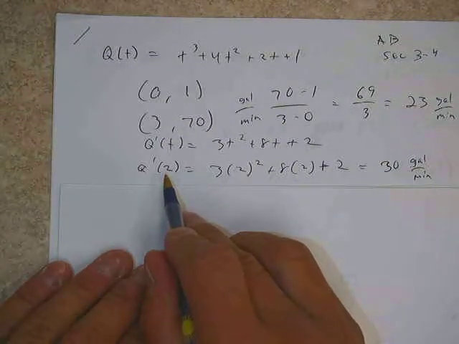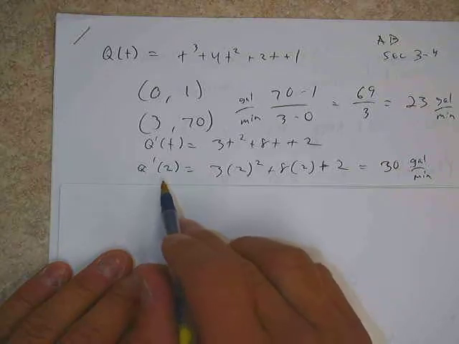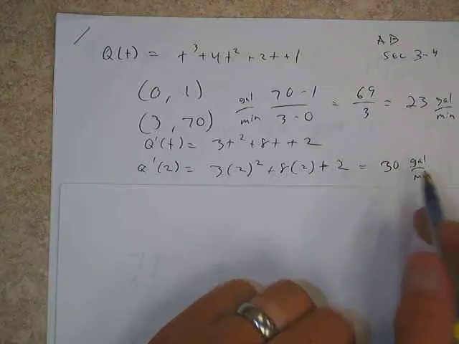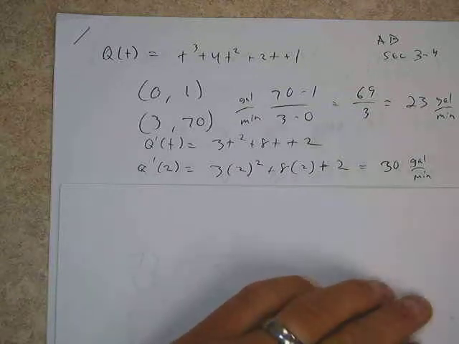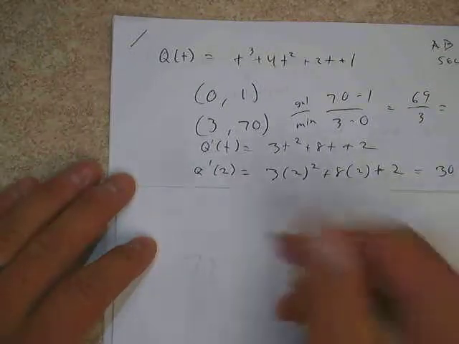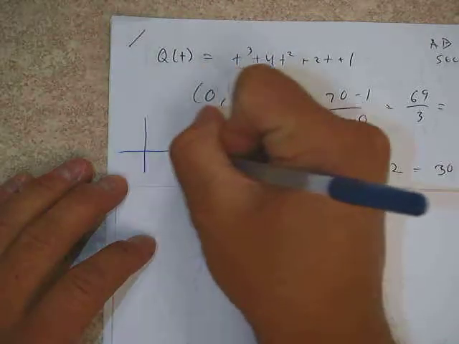And so say for instance we wanted to find the rate of change at time 2. I want to know what's going on at time 2 with this function. How is it changing? If we plug a 2 into our derivative, it turns out to be 30. Again, it's still gallons per minute because the derivative is a slope at a particular point, no different than a slope from 2 points. Still a slope for this function.